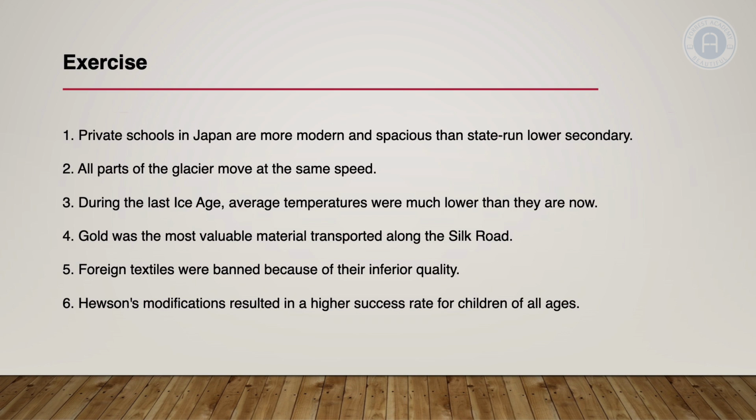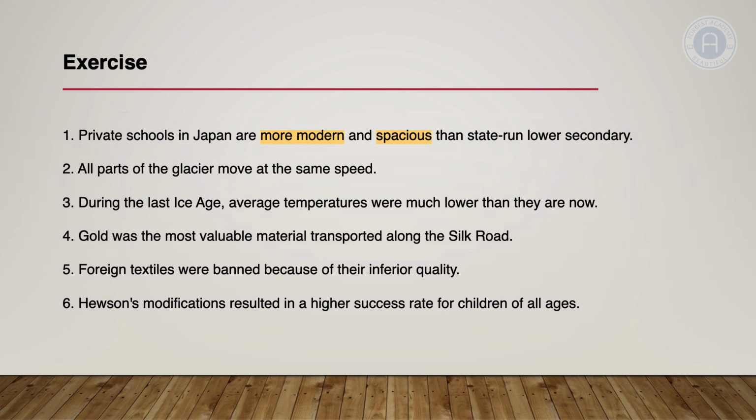Private schools in Japan are more modern and spacious than state-run lower secondary. What we've got to pay attention to here is the comparison that the writer wants us to consider. That comparison is between private schools and those that are state-run, and we want to compare these two in terms of, number one, being modern, and number two, being spacious. So if there is a comparison, then we've got to check to see if this statement is true or false. But if there is not a comparison, then this statement is not given in the passage.